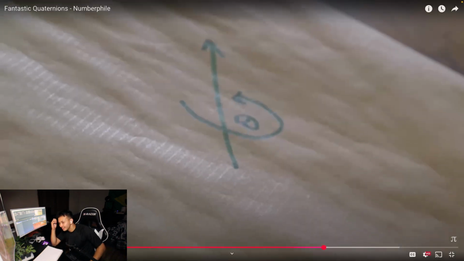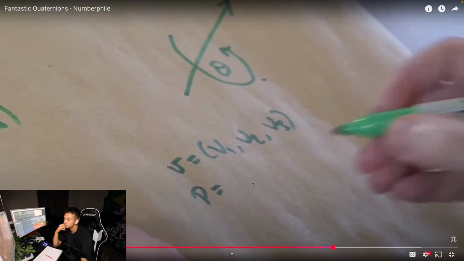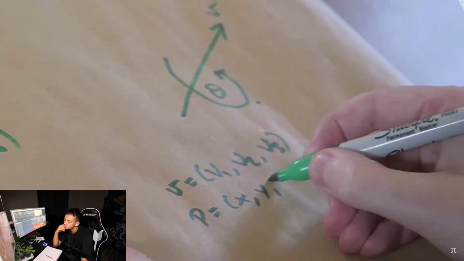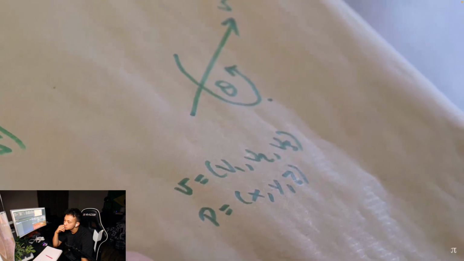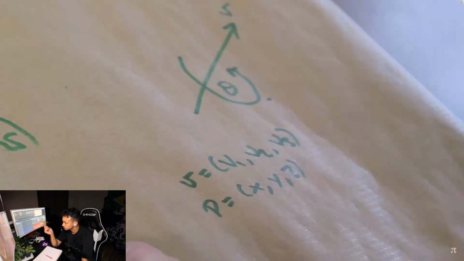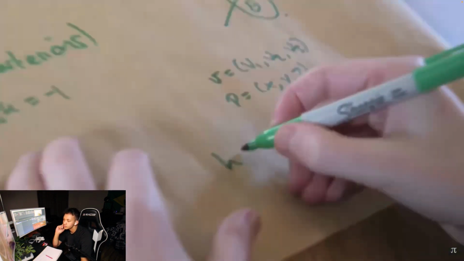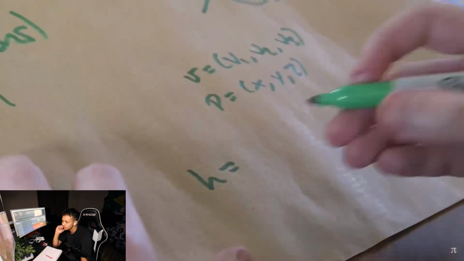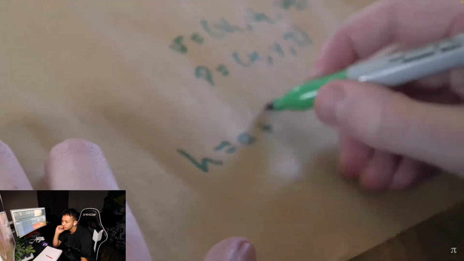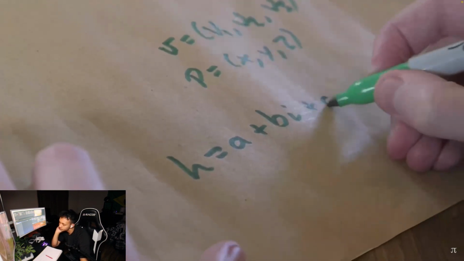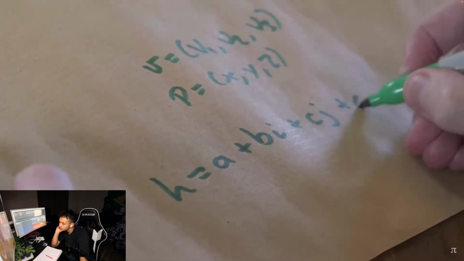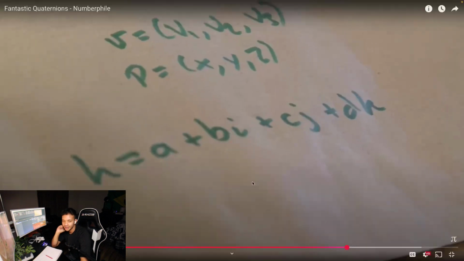Do an angle of theta like that. Let's call it V. This line we're calling V. Call that a P, and that's sort of X, Y, and Z for that point in 3 dimensions. This is how things work. But now we're going to rotate it using a quaternion. What does a quaternion look like? It looks like this. A quaternion, let's call it H, would be something like a plus bi plus cj plus dk.